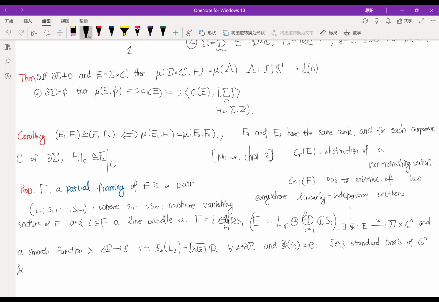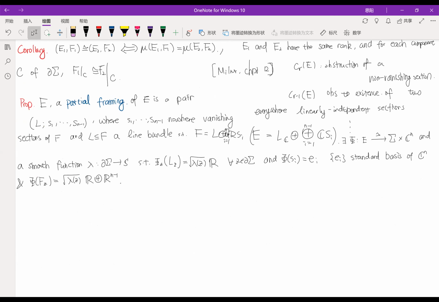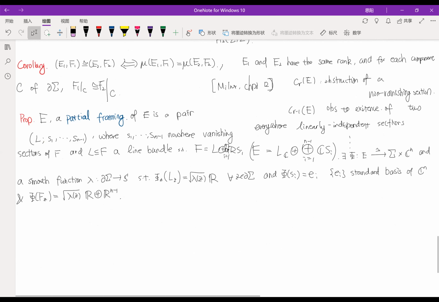And F phi x on F_j is equal to the square root of lambda J x on R, direct sum with R^(n-1). So this is something like a normalization or a trivialization.